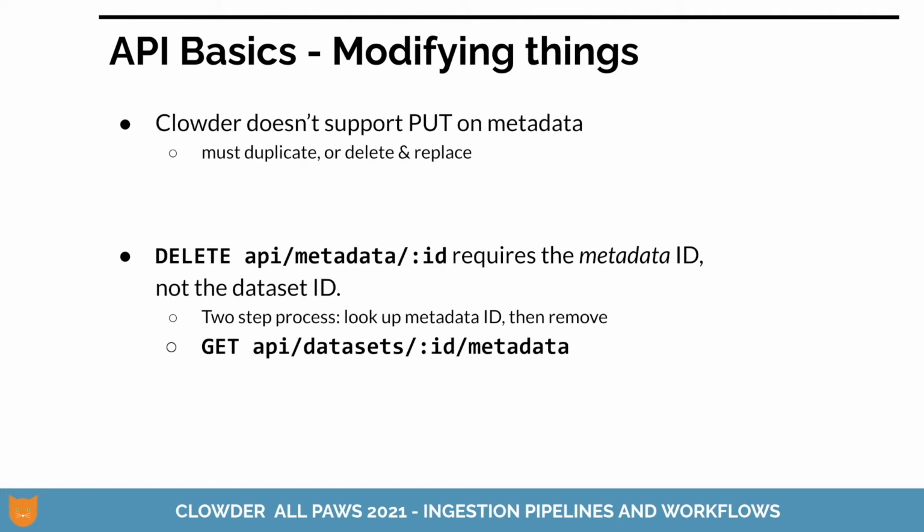An important thing to understand later is that Clowder doesn't generally support put operations which modify things. Instead, you have to either create duplicates or delete and replace the things that you want to modify. So to delete metadata, there's a two-step process where you can fetch the list of metadata that's associated with a resource, and then you pick the ID of the metadata that you want to delete and send that along. And that doesn't have to be a manual process. If you know the name of the extractor or the specific information you're trying to delete, you can just look for that in the list programmatically.